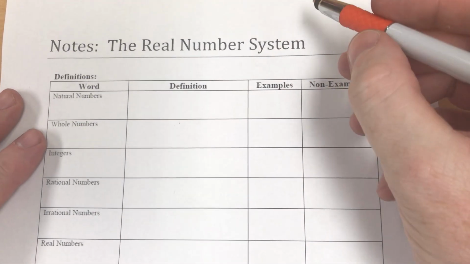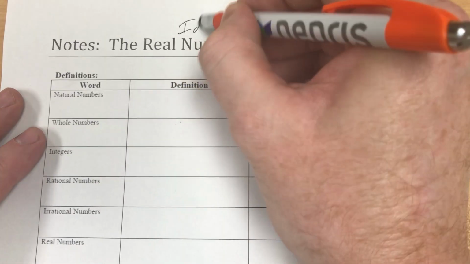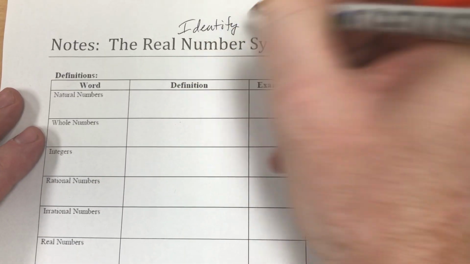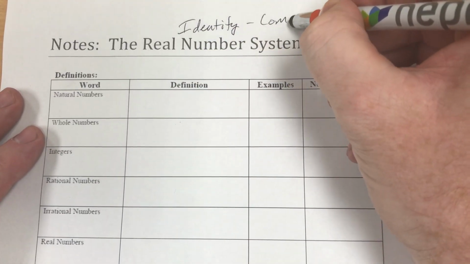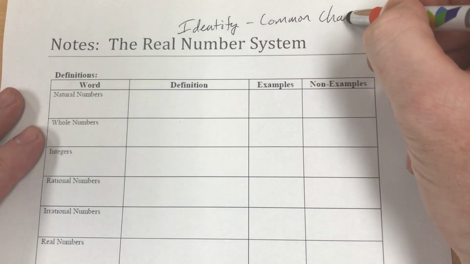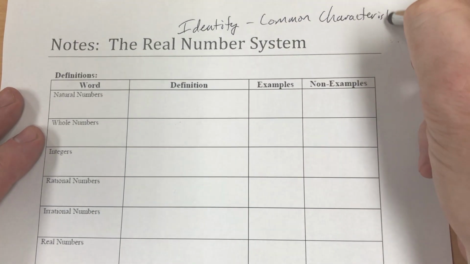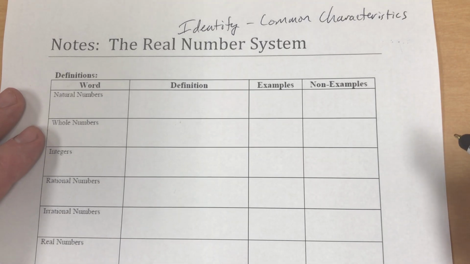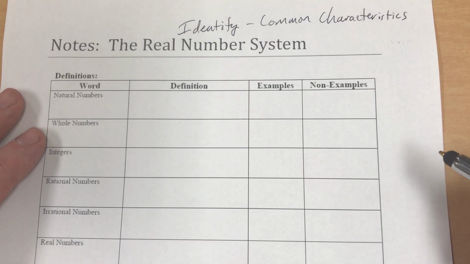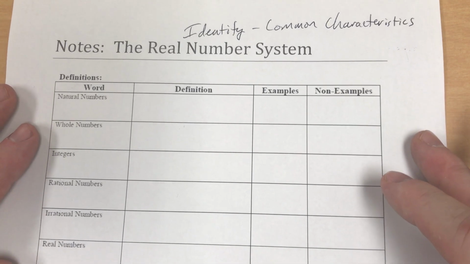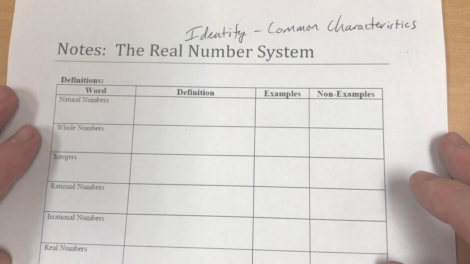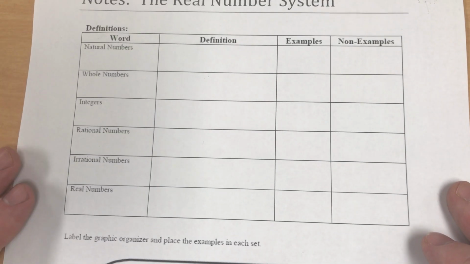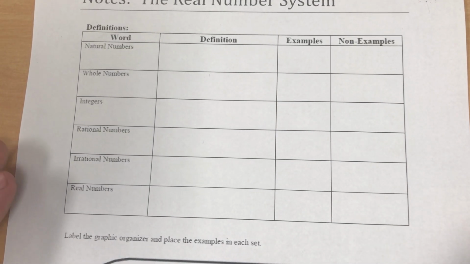The real number system is a way that we identify numbers based on common characteristics. Just like we may identify each other as male and female, tall and short, we would identify numbers based on different characteristics or different things that they have in common. And so as we look at the number system, it's divided into 7 major categories.